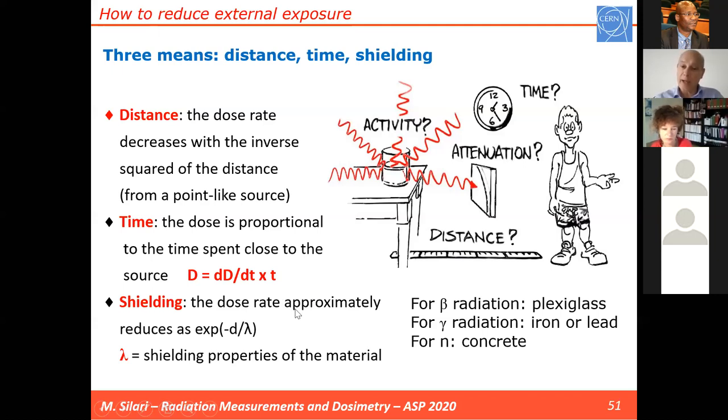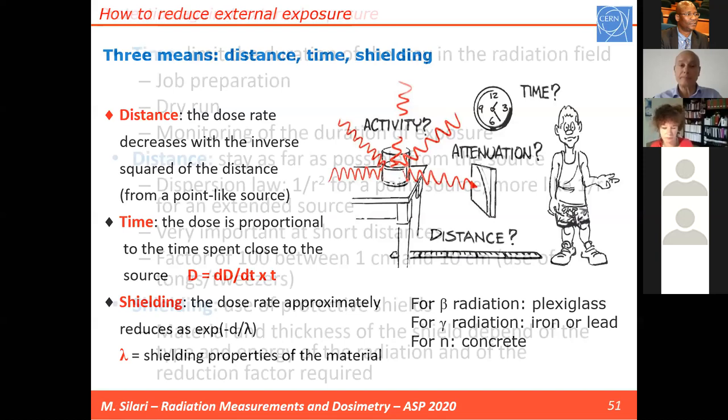We saw last week that, for instance, for alpha radiation, a piece of paper is sufficient. For beta radiation, plexiglass is sufficient. Gamma radiation would need dense material like iron or lead, and neutrons would need concrete. So the mixture of the three must guarantee that the exposure of a worker is below the given limit. And so we were not going to discuss shielding. If people are interested, we could organize in the future a lecture just on shielding, but these are the three approaches.